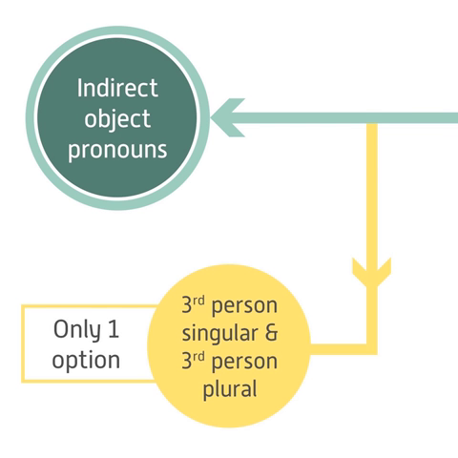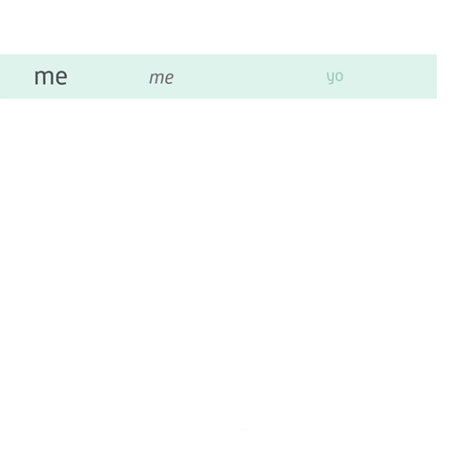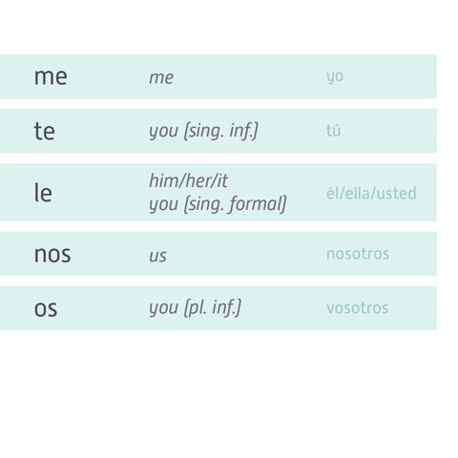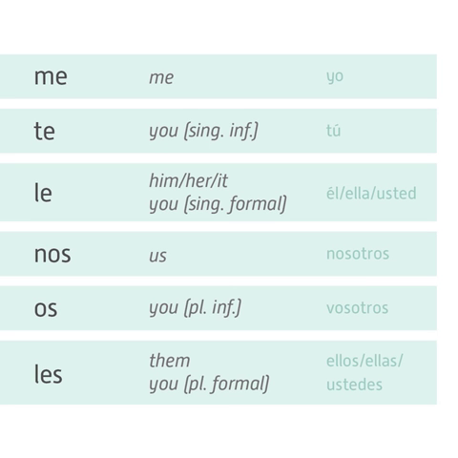Fortunately, this time there is only one option to choose from when referring to third-person singular or third-person plural. We have Me, meaning me. Te, meaning you, where you is singular and informal. Le, meaning him, her, or it. Le can also mean you, where you is singular and formal. Nos, meaning us. Os, meaning you, where you is plural and informal. And les, meaning them or you, where you is plural and formal.